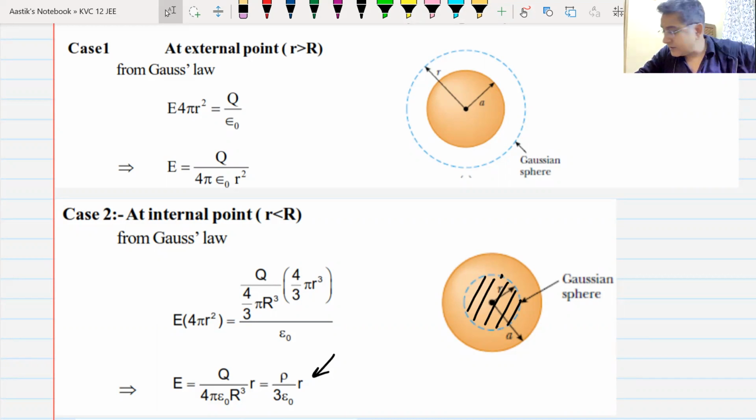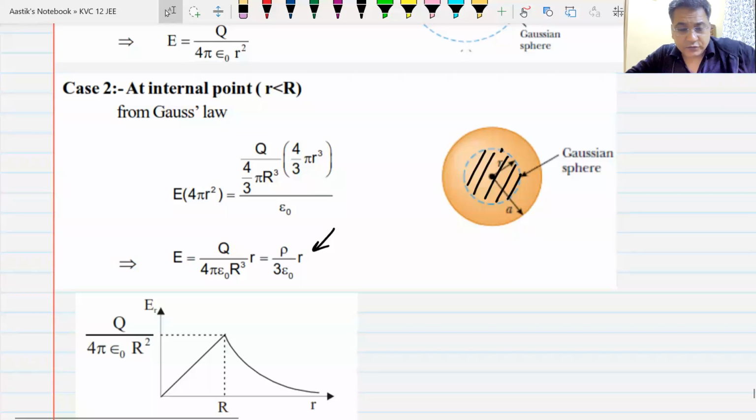I hope you have noted down case number 1. Yes or no? Case number 2. Note it down, and then I have a question for you. Let's see who can do this.